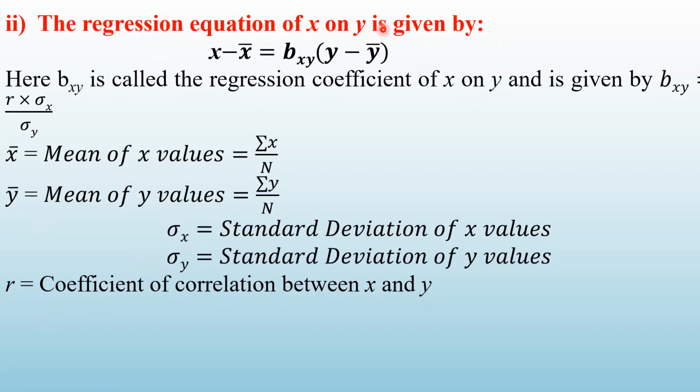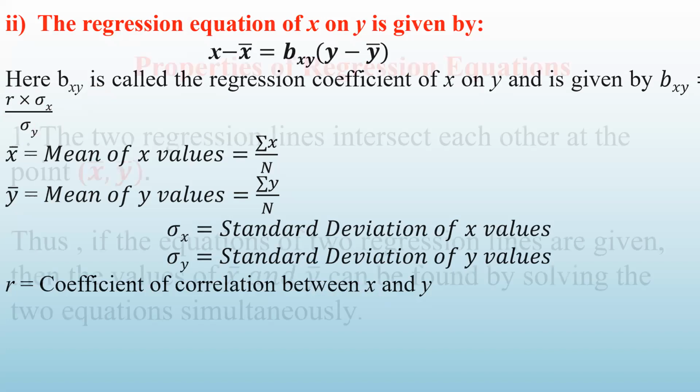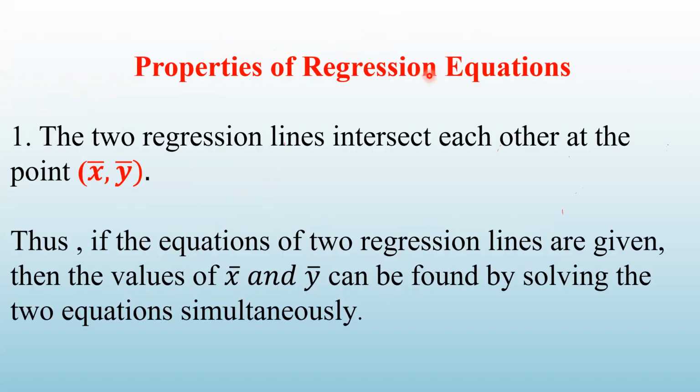The regression equation of x on y is given by x minus x bar equal to bxy into y minus y bar. Bxy is called the regression coefficient of x on y, and it is given by bxy equal to r into sigma x upon sigma y. Today we are going to see the properties of regression equations or regression lines.